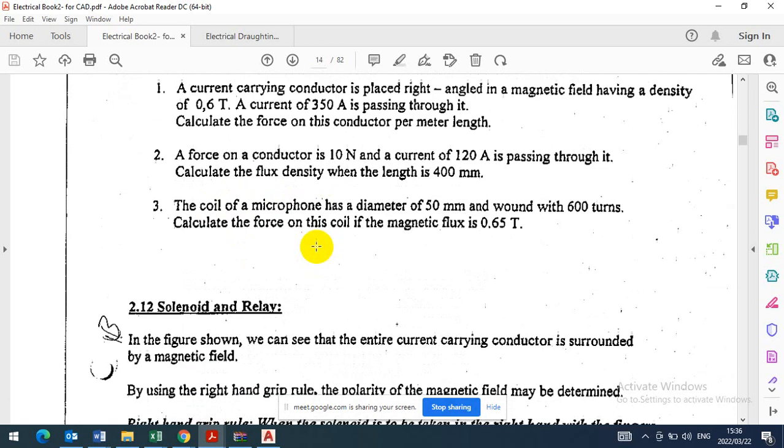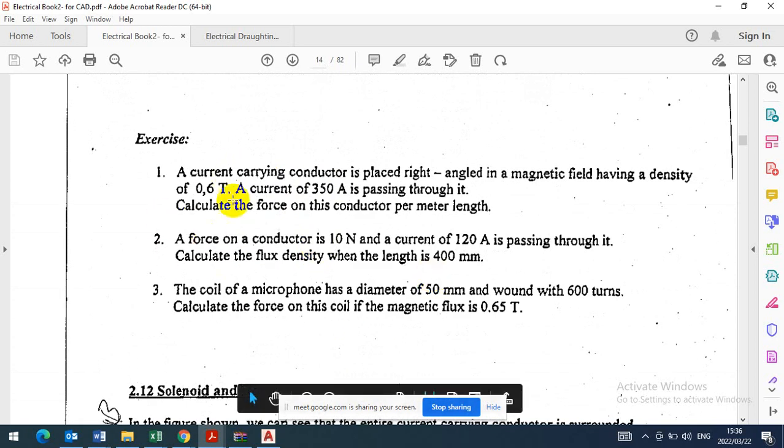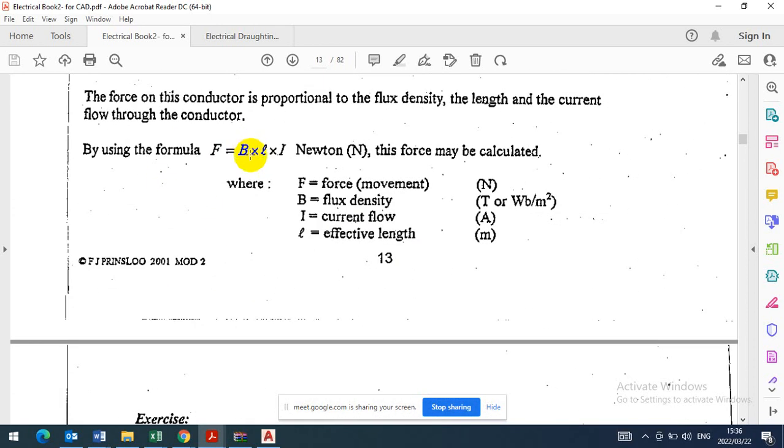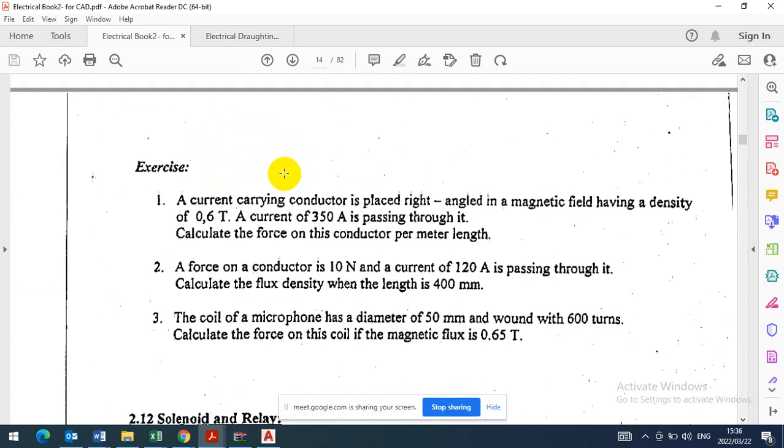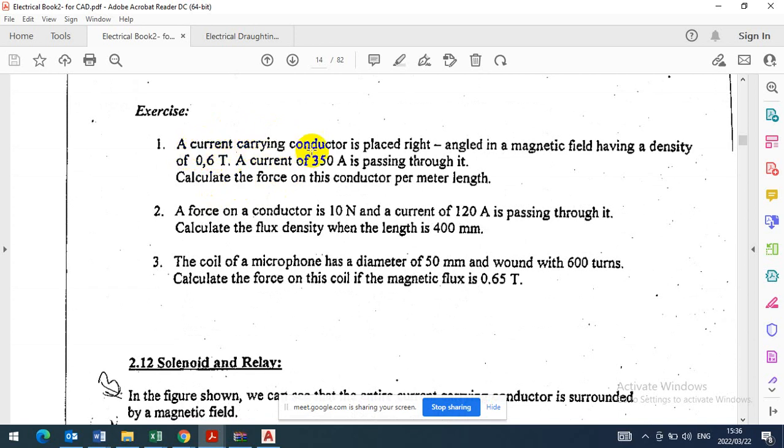Okay, and this is the activity. Try to go through this in your own spare time. They are asking you to solve for force, three questions, using this same equation. Let's just read the first one. A current carrying conductor is placed at 90 degrees, which is a right angle, in a magnetic field having a density of 0.6 Tesla. A current of 350 amps is passing through it. Calculate the force on this conductor per meter length. So the length is 1 meter. Then replace in the formula. They only want the force. You have the density, the current and the length, so you can get your force in newtons.